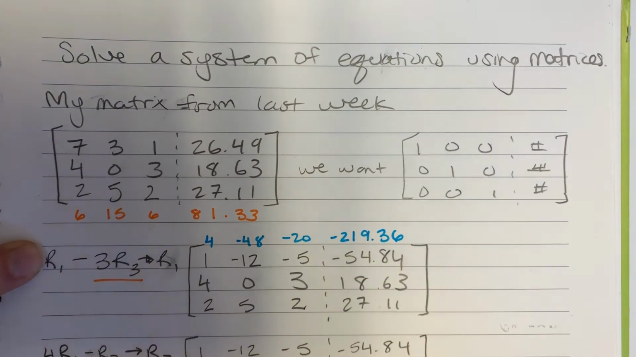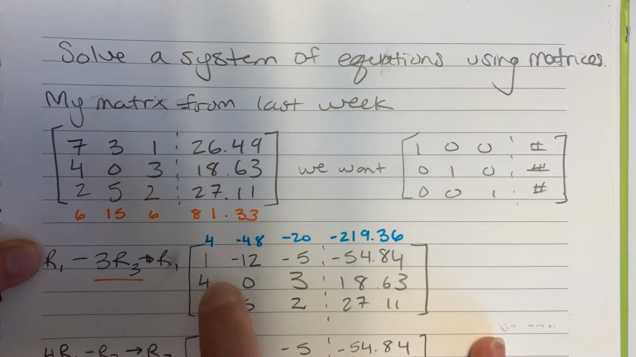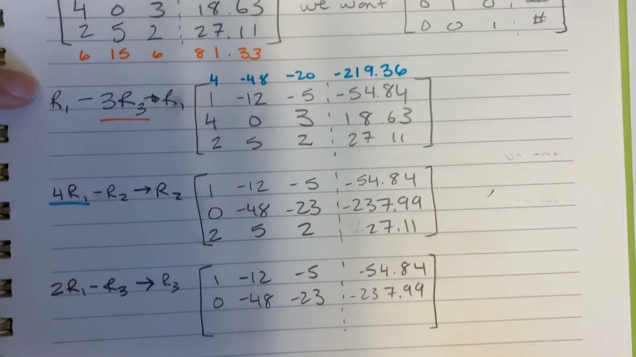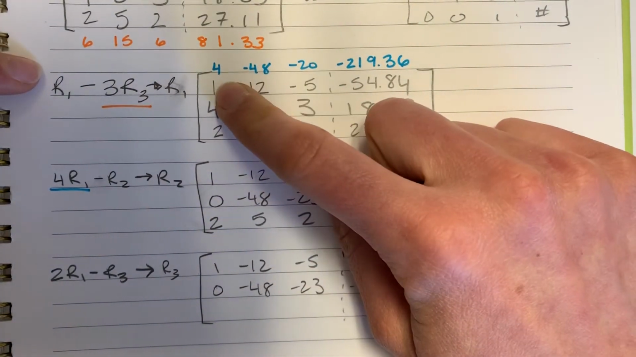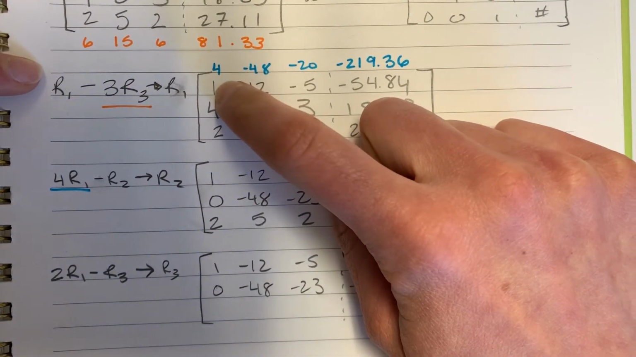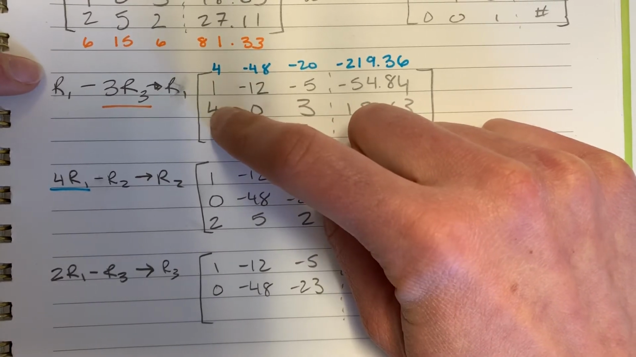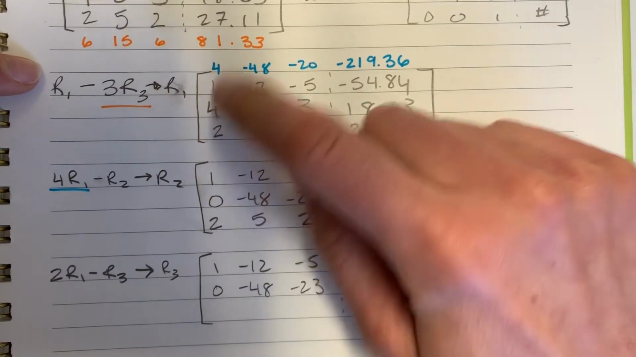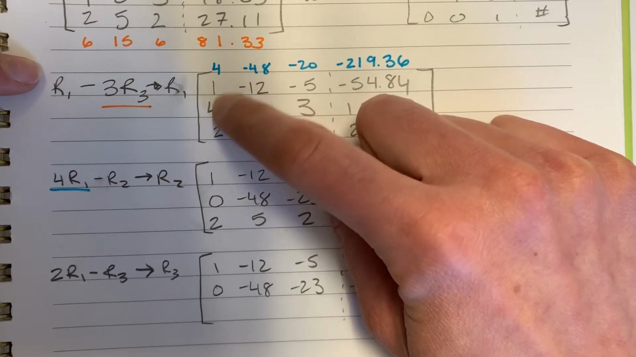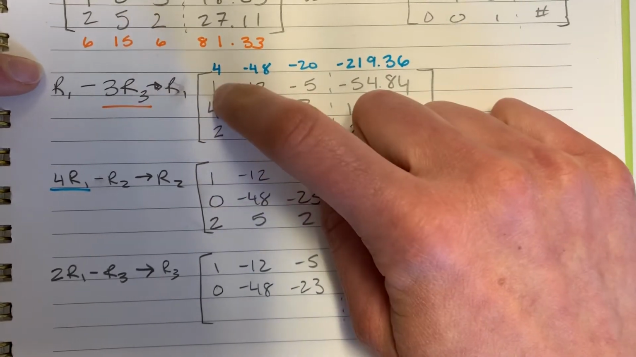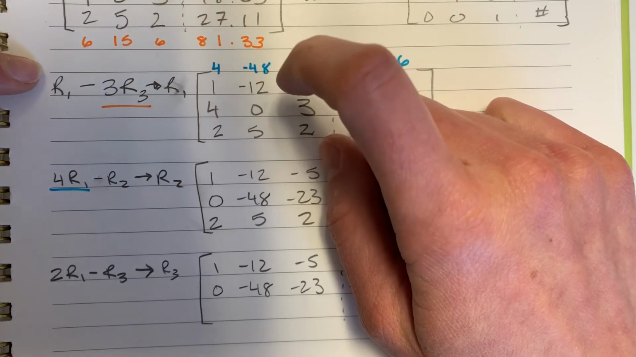So I'm going to continue this. I got my 1 right here, but now I want zeros right here. This is nice because I have a 1 here. So what I can do is multiply this top row by 4 and then subtract these 2 rows, because 4 minus 4 would get me 0. So once I got my 1 here, it's easier to get what I want because I can just multiply by that number and subtract them. So that's what I'm doing.